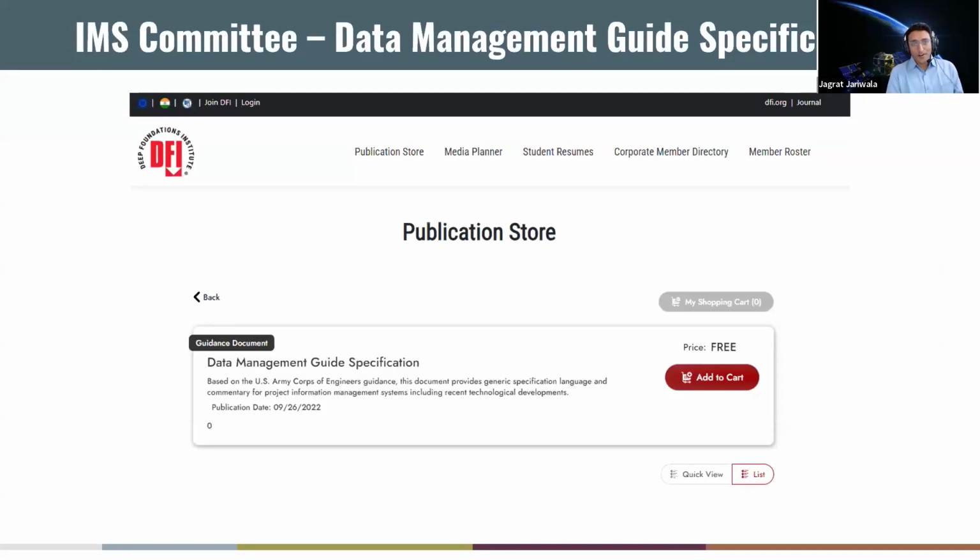Now, a small plug for our committee here. The IMS committee has put together this data management guide specification, which is a tremendous resource for any application which is data heavy, especially. It gives you a good edifice on which you can put together your specifications and think about how to leverage these data heavy technologies.